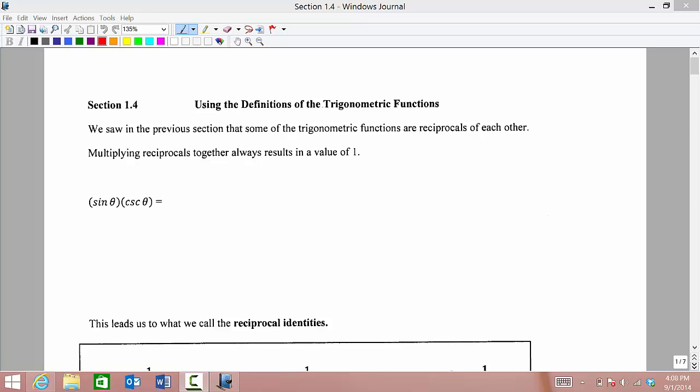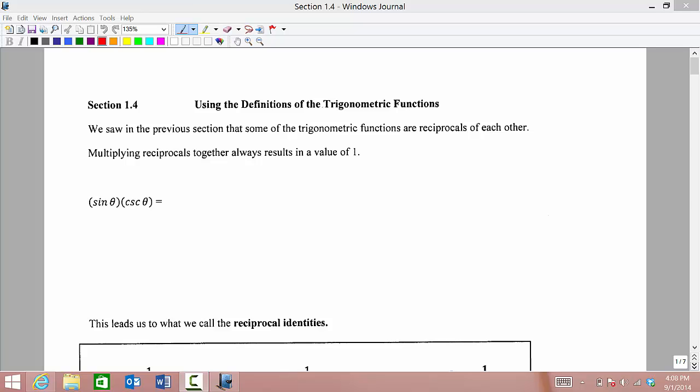Here in section 1.4, we start using definitions of the trig functions to form what we call trigonometric identities. And being able to work with trigonometric identities is really important throughout trigonometry and also as you get into calculus. First of all, we're going to start with the idea of reciprocals.